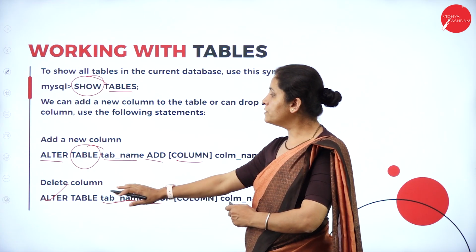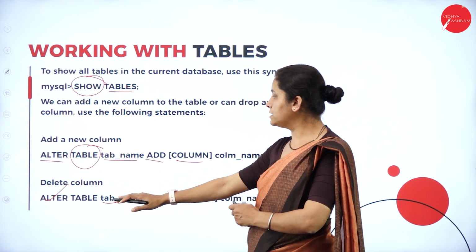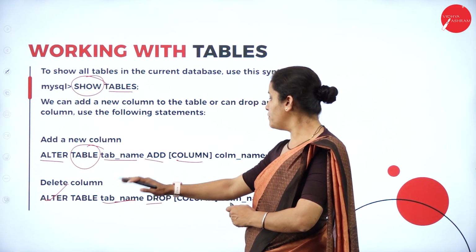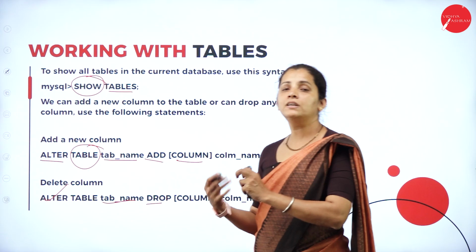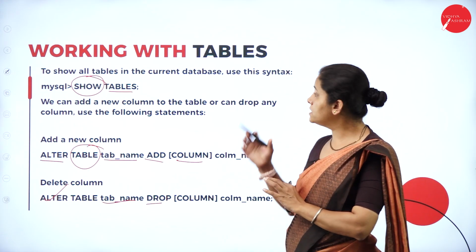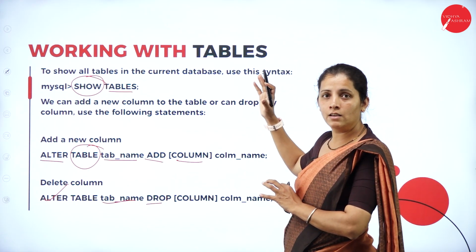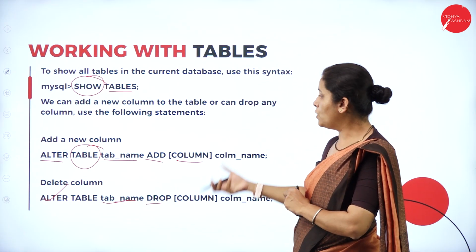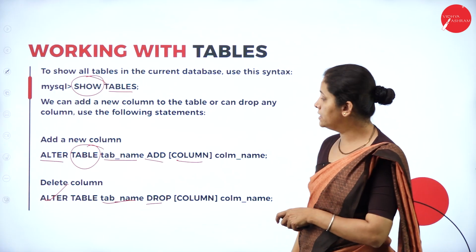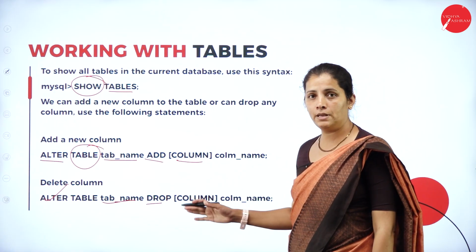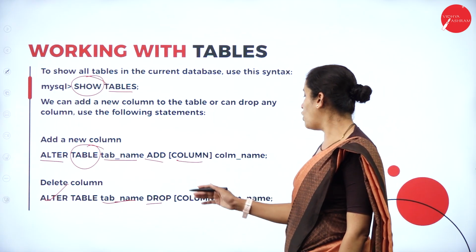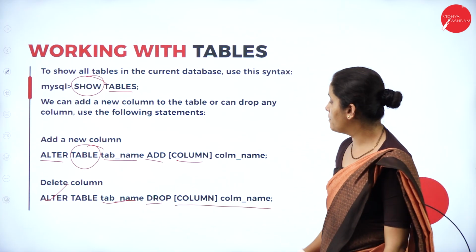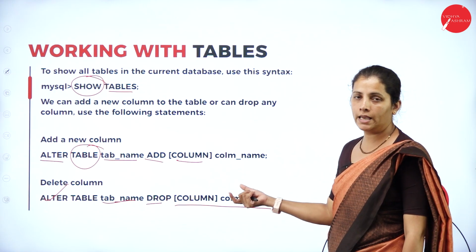Suppose I want to alter the table, what is the command? Alter table, table name. Then suppose I want to delete the column. After deleting the column, what's going to happen? I'm just changing the table, I'm just changing the fields of the table. So first I'm going to start with alter table, table name. Then I'm going to continue with drop. Which field? That's nothing but the columns I want to drop. I'm going to specify that in my query.